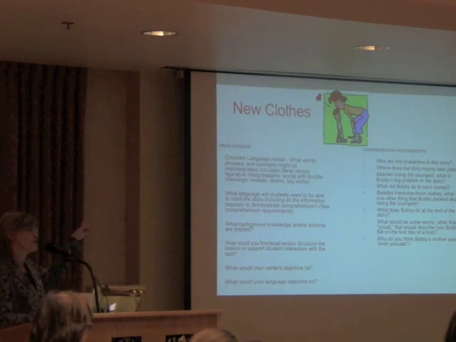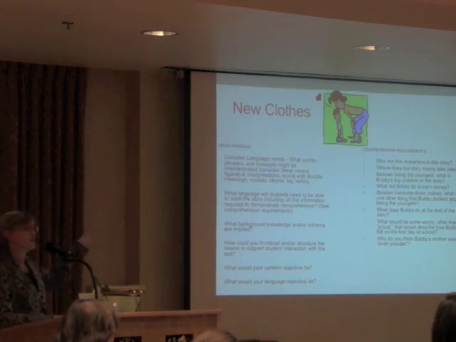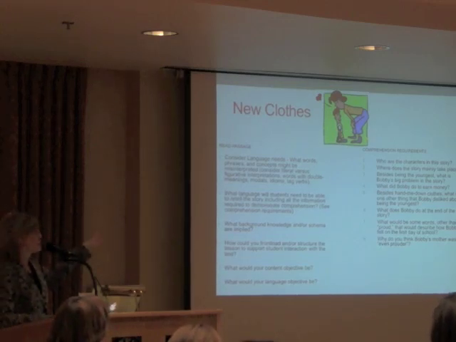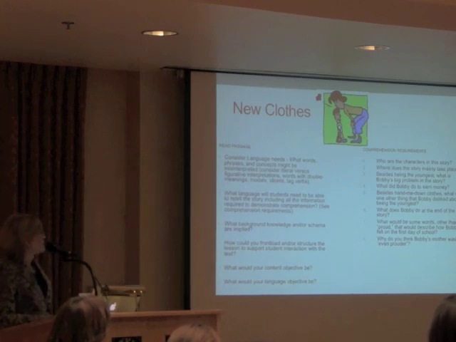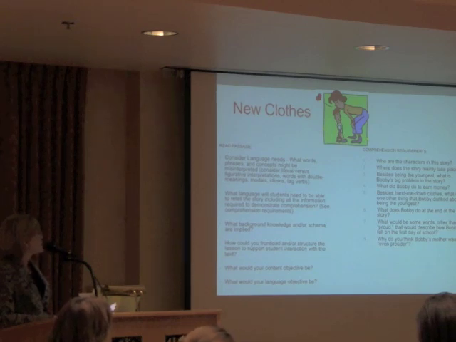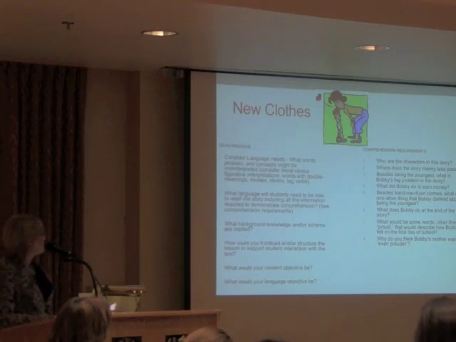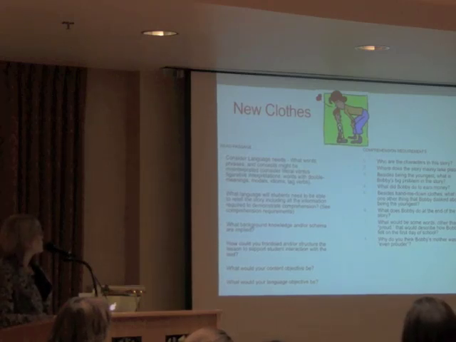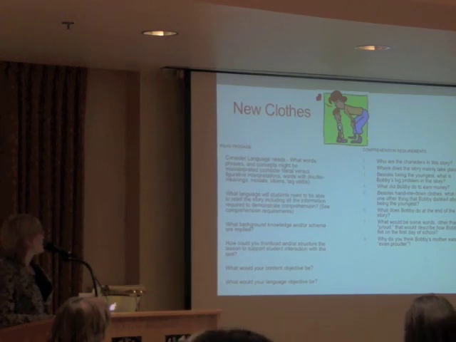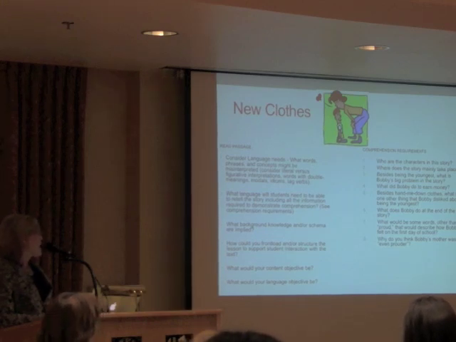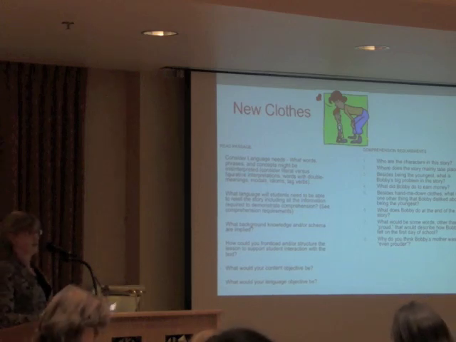And here's what students need to be able to say when they retell the story in order to show that they are proficient. Who are the characters in the story? Where does the story mainly take place? Besides being the youngest, what is Bobby's biggest problem in the story? What did Bobby do to earn money? Besides hand-me-down clothes, what was one other thing that Bobby disliked about being the youngest? What does Bobby do at the end of the story? And what would be some words other than proud that would describe how Bobby felt on his first day of school? Why do you think Bobby's mother was even prouder?